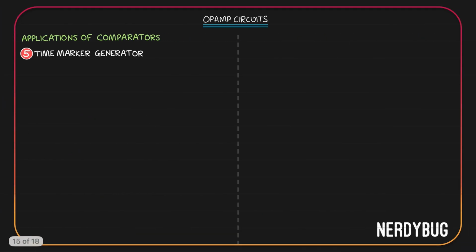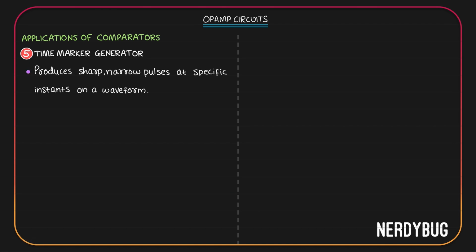Let us now make a time marker generator. It is a circuit that produces sharp, narrow pulses at specific instants on a waveform. Let us make one that marks every time the input signal goes above 0 volt. For that, the first thing we need is an op-amp. We'll give the input at the non-inverting terminal. To mark whenever the signal crosses 0 volt, we'll give the reference voltage as 0. Let's call the output V1. What we have is a non-inverting zero crossing detector.